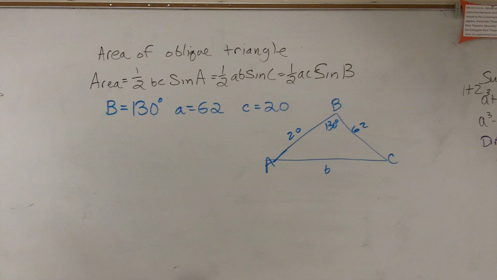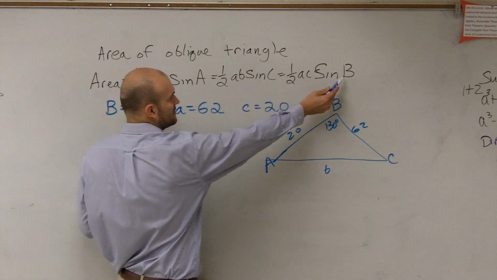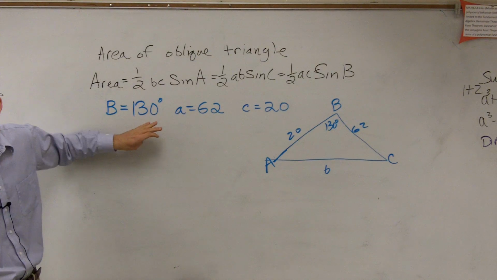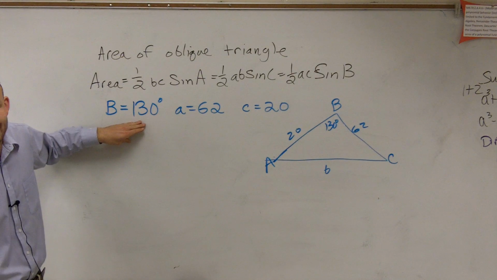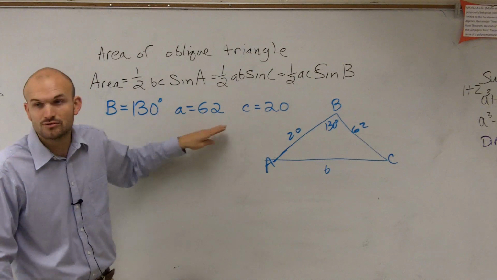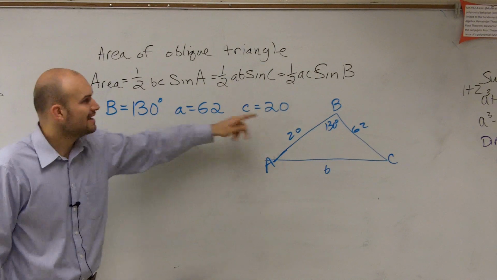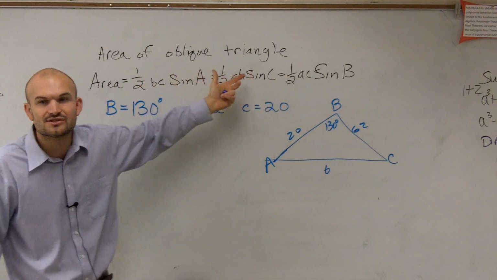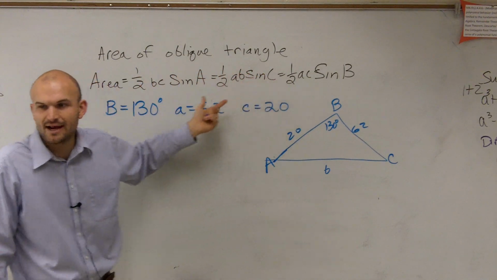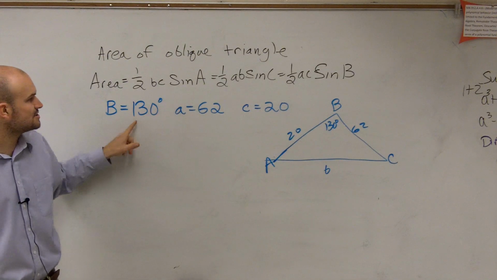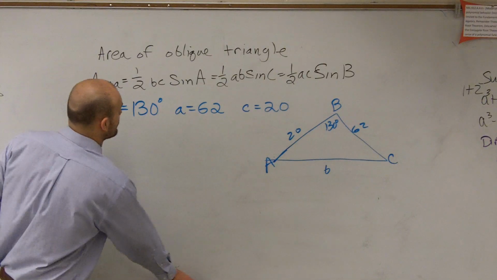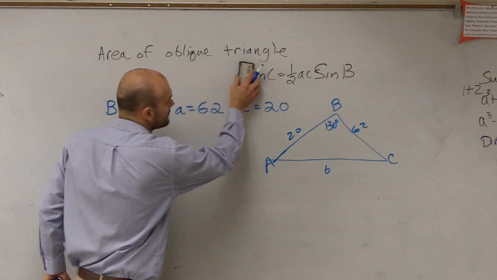So all we're going to do is take a look at this and say, what two angles are we going to use? We have the sine of B, 130 degrees, and then we have A and C. If you notice, as long as we have the value of an angle plus our other two sides, we can find the area of the triangle. It doesn't matter if it's A, B, or C. I just wrote these out so you can see all the examples. All that matters is if you have an angle and the other two sides, you can find the area of the triangle.